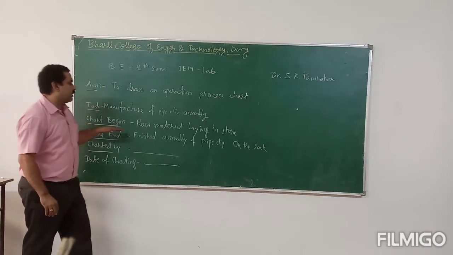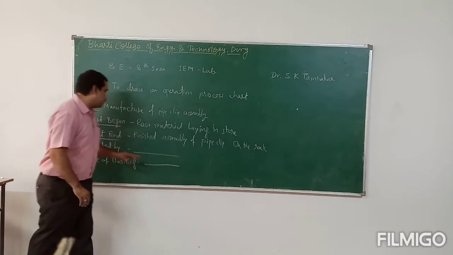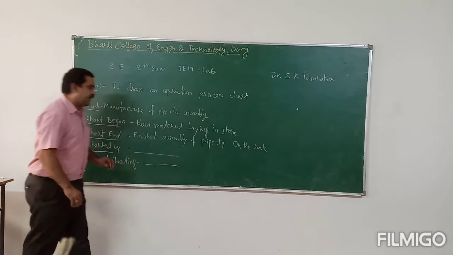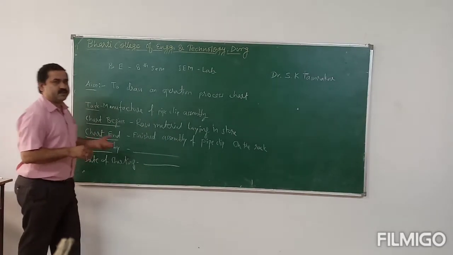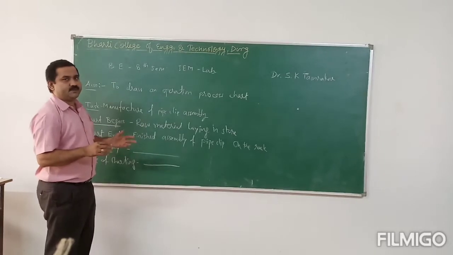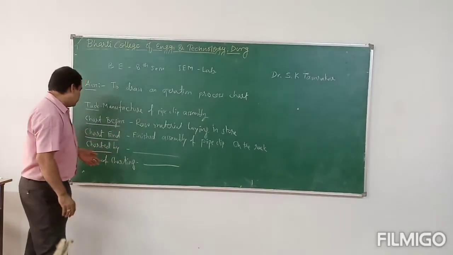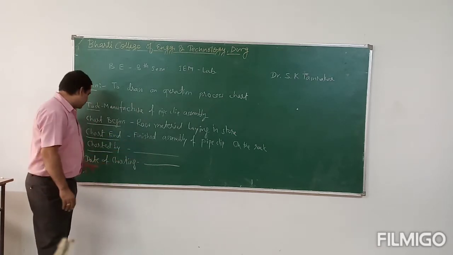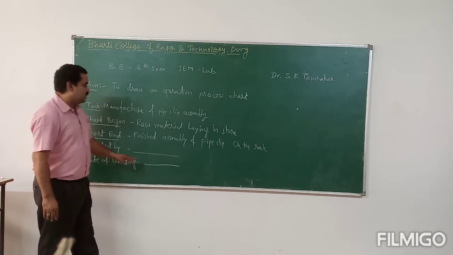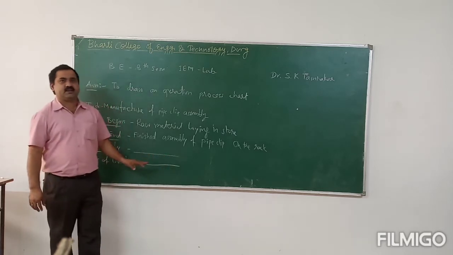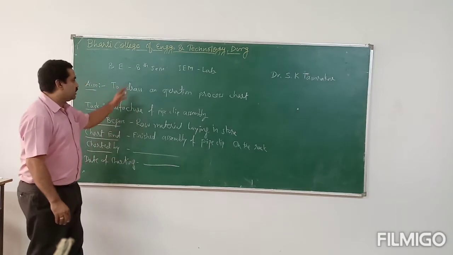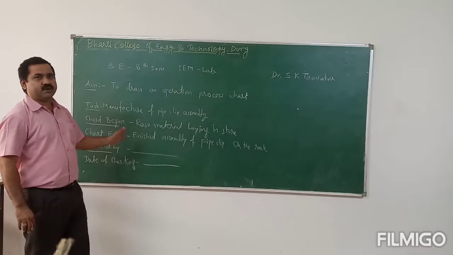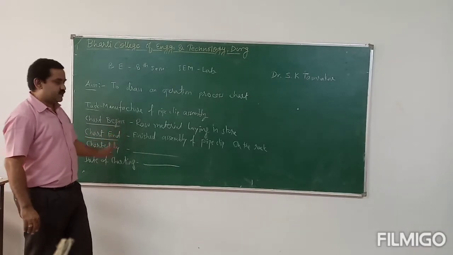Then the chart begins from the raw material lying in the store. Then the chart ends with the finished assembly of the pipe clip on the rack. After finishing the work, the clips are stored in the rack. Then "charted by" is where the name of the operator goes. Then the date of charting, on which this charting was done. These are all written to make the flow chart for the study and recording of the process.